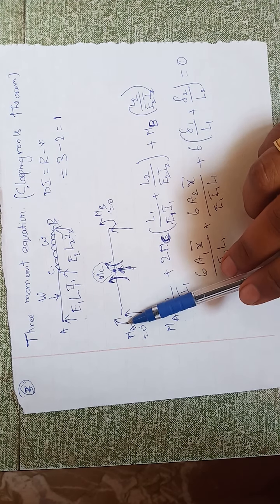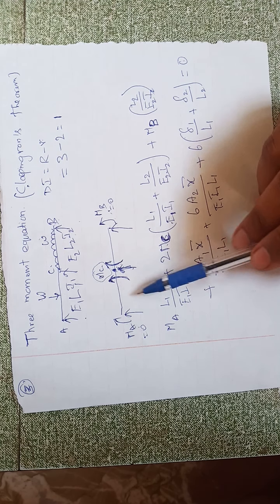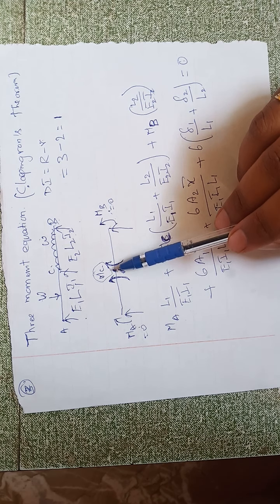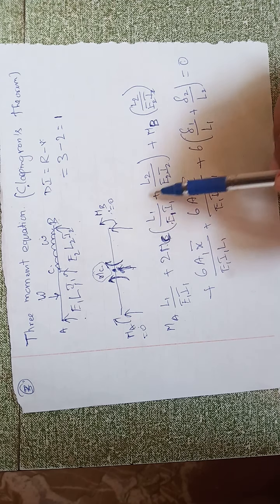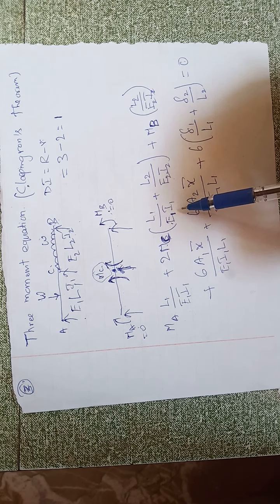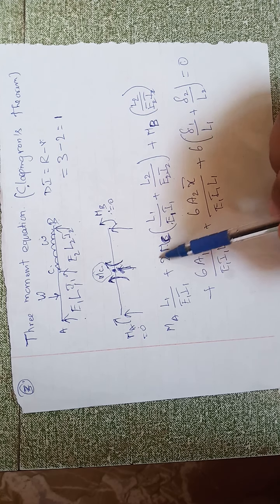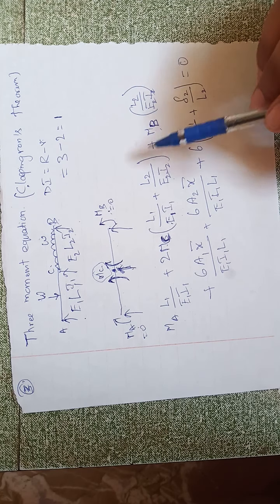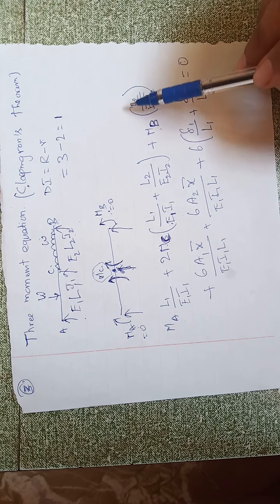So you can see that MA involves only one span, that is only on its right side, so it is L1, E1 and I1. For MC, for the C point you have two spans, one on the right side and another on the left side. So right side it is L2 by E2 I2, for the left side it is L1 by E1 I1. It is multiplied by 2 because you have two moments at this point. Then MB, here it is only one side, that is the left side, L2 by E2 I2.